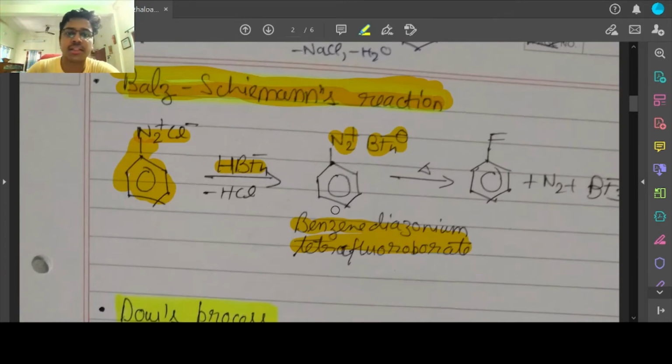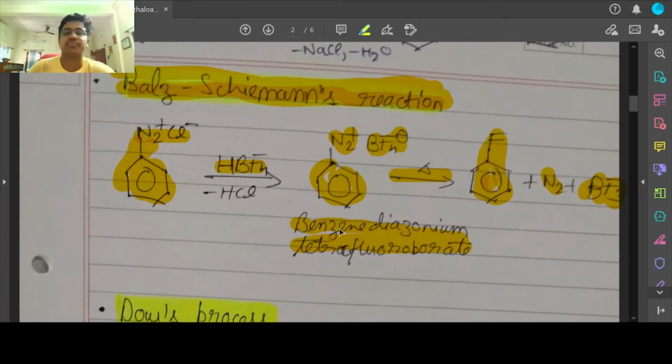Okay, so in this same case, this is benzene. This is diazonium, N2+ is diazonium. This is HBF4, and BF4 is tetrafluoroborate. So benzene diazonium tetrafluoroborate is formed on treatment with HBF4, and this compound on heating gives fluorobenzene plus N2 plus BF3. The BF3 is also formed.